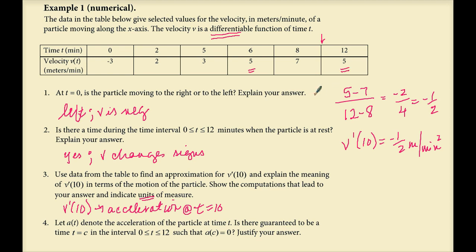Since velocity is differentiable, it's continuous, and for it to have gone through 5 and back to 5, there had to be a point at which the slope of velocity was 0, which means acceleration was 0, and this is guaranteed by Rolle's theorem. So by Rolle's theorem, we can say that yes, there is a place where a of c will equal 0 in that interval.